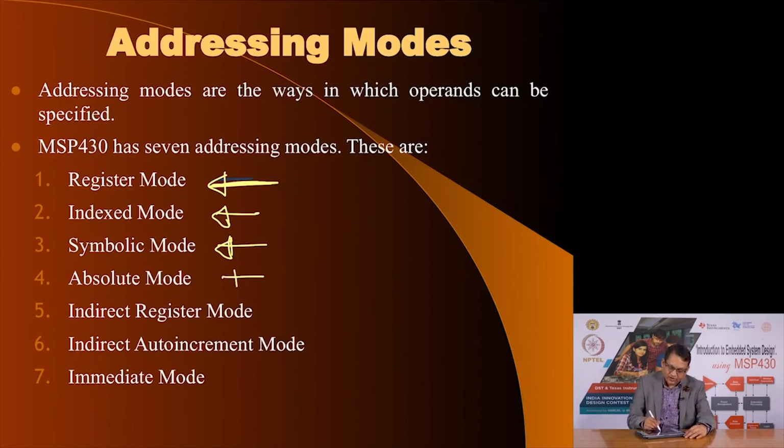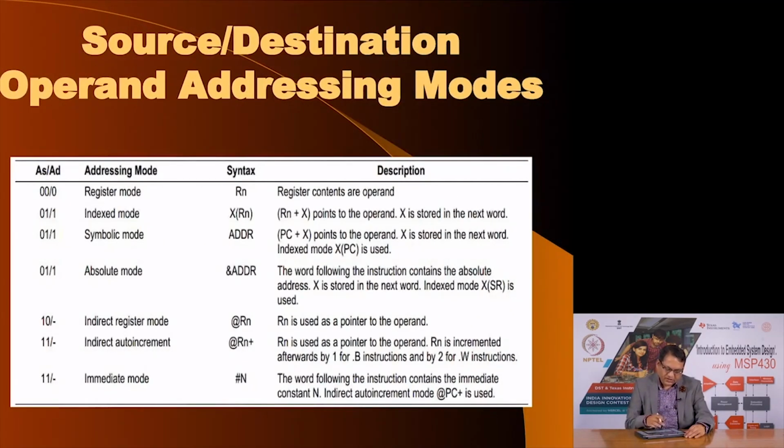You have absolute mode where you are specifying the entire value. You have indirect register mode, which means you are going to use a register in an indirect mode. You can do an auto increment on those register values, and you could use an immediate value, such as when you want to initialize a register with some number. These are 7 addressing modes that operate on the basic instructions and create variety for you. And this is the source and destination bits that specify each of these modes, as you can see.